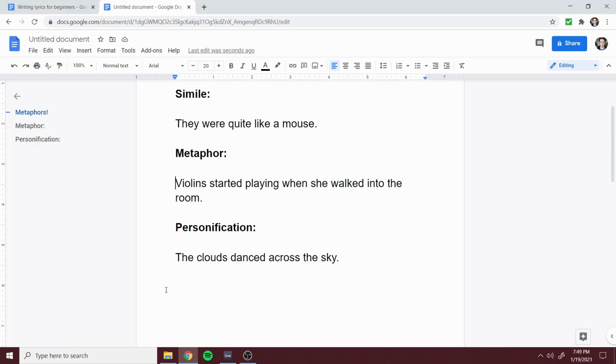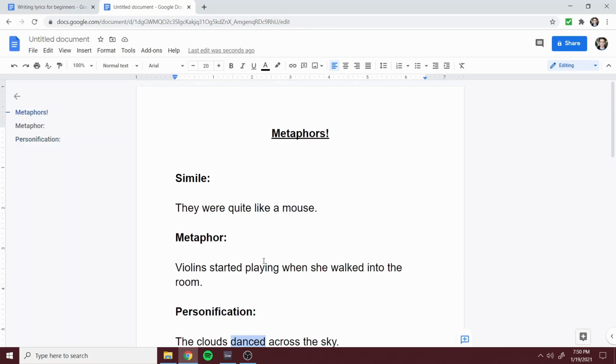Personification is when you give non-living things living qualities. Here I have "the clouds dance across the sky." Clouds not living? I don't think so. And so they're dancing. Living things dance. And so basically that's what it is. And so you want to use these in your songs to further explain what you want to explain and to make it easier to understand what you're trying to get the listener to feel.